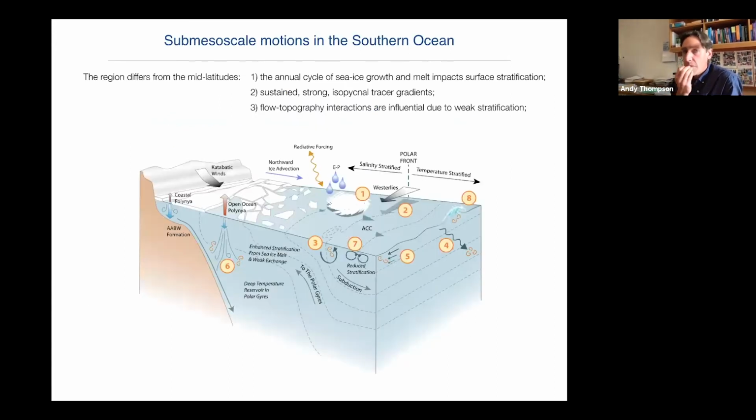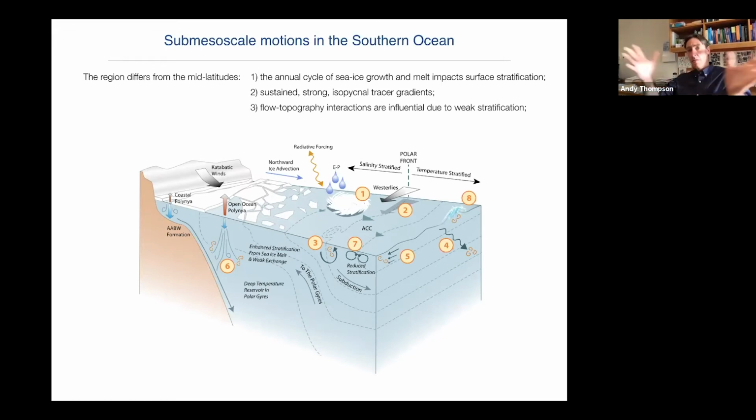But there are a few things that you need to keep in mind in which the Southern Ocean is quite different from the mid-latitudes. The first thing is that the annual cycle of sea ice growth and melt has a very important role in setting surface stratification. Remember that every year, sea ice extent around Antarctica extends to something like 20 million square kilometers, and then almost all of it melts back every year, to about 3 million square kilometers. So there's a huge freshwater cycle in the surface ocean.